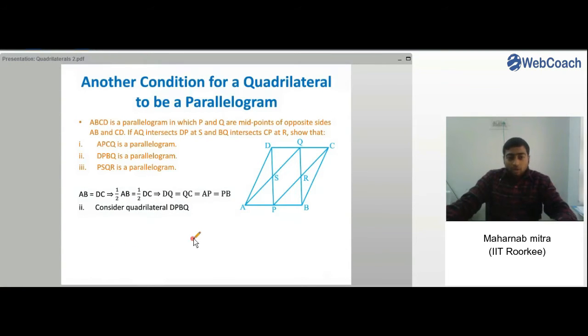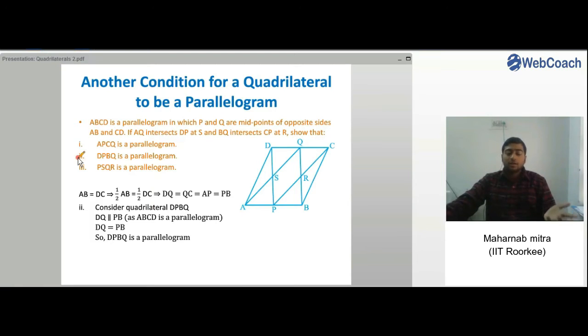Let us consider the quadrilateral DPBQ, and here also DQ is parallel to PB, right? DQ is parallel to PB, as ABCD is a parallelogram, and also DQ is equal to PB, right? Because both of them are half of one side. So here also we find that one pair of opposite sides are parallel and equal. Therefore, by using the theorem, we can say DPBQ is a parallelogram, right? So we have easily solved the first and the second part using the condition we have learned for a quadrilateral to be a parallelogram, that is, opposite sides must be equal and parallel.